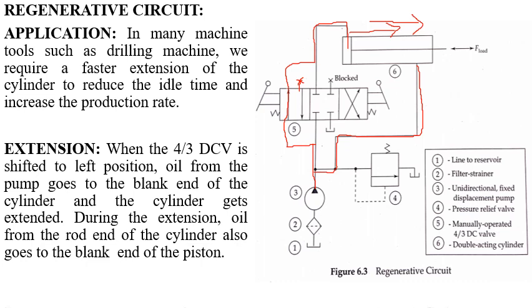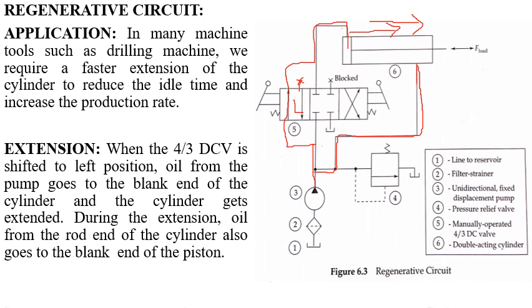When the 4/3 direction control valve is shifted to the left position, the oil flows from the pump to the blank end of the cylinder, and the cylinder gets extended. During extension, the oil from the rod end also goes to the blank end of the piston.